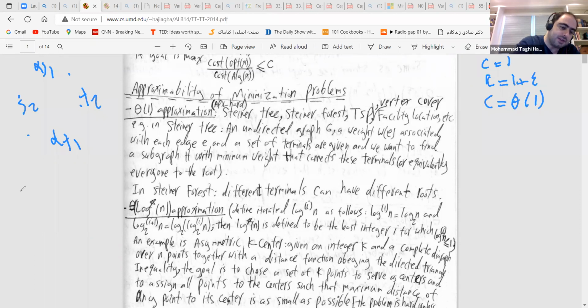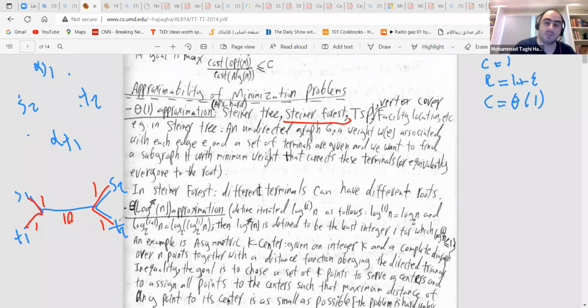So what's the difference? The difference is this one. If this is the graph, this is S1, T1, and then this is S2, T2. Say this is the graph that is given to you. In a Steiner tree, if all of them are terminals, you need to buy essentially the whole graph such that they are connected. But in a Steiner forest, you can only buy this set of edges and this set of edges. Say this is 1, 1, I don't know, this one is 10, this is 1, 1. Because here S1 should be connected to T1 and S2 is connected to T2.